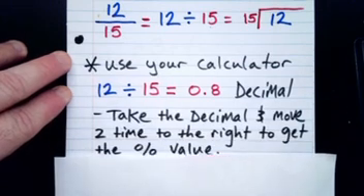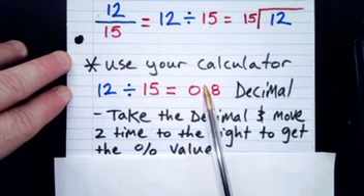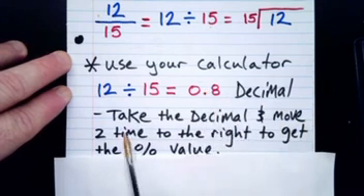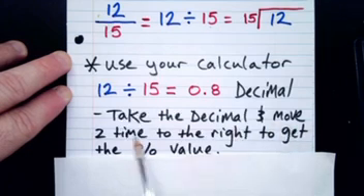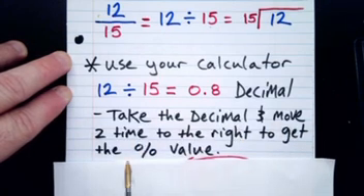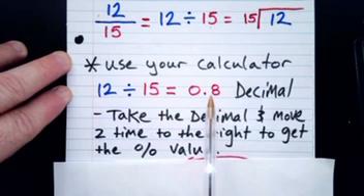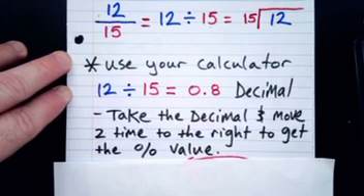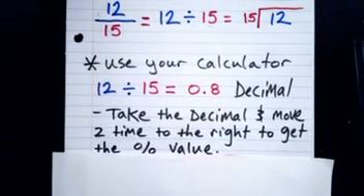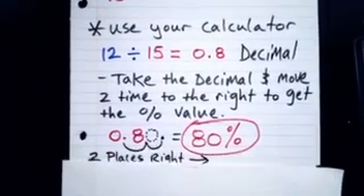Take the decimal. Now we're going to convert this decimal into a percent. You're going to take the decimal right here and move it 2 times to the right to get the percentage value. So this decimal, you're going to move 2 places to the right, and then you have your percent. It is that simple. Let me show you right here.